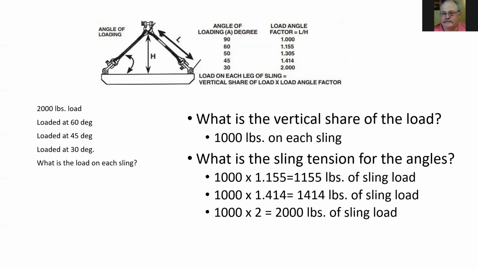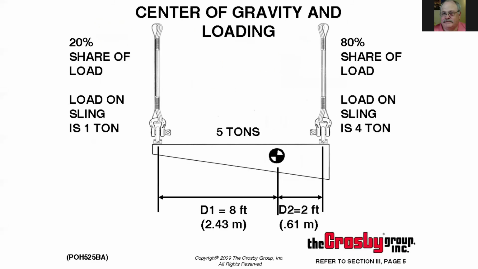Now, this is a symmetrical load. What happens when we go to a non-symmetrical load, where one side is seeing a greater share of the load? Well, now you've got to figure out, okay, what share of the load is over here, what share of the load is over here. And since the center of gravity is closer to one leg, this leg will be seeing a greater share. But how do you know how much? Well, what we can do is we can calculate that out.